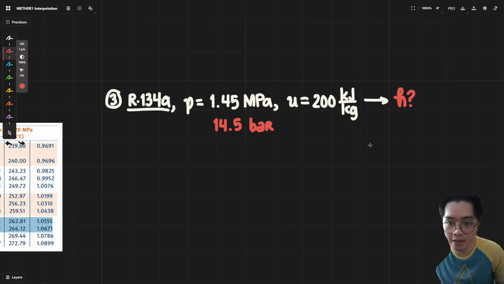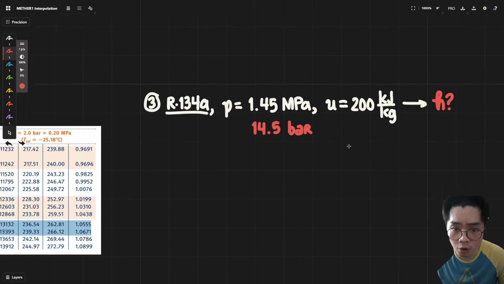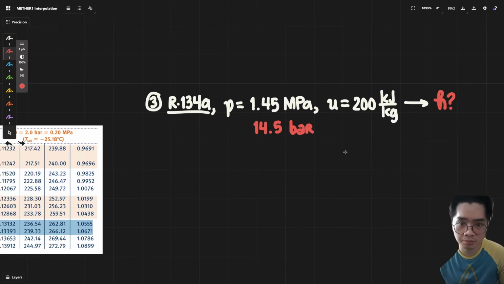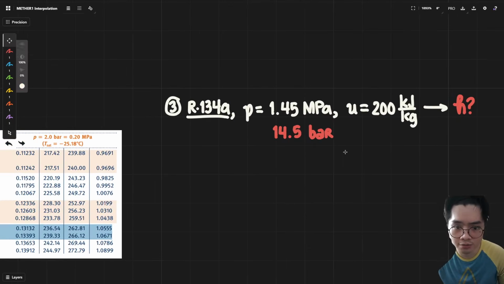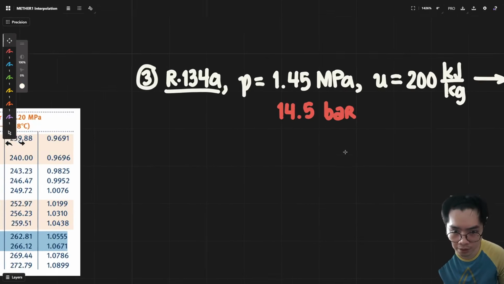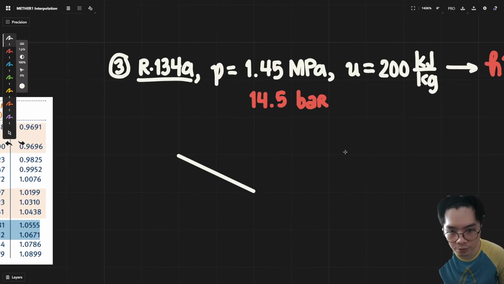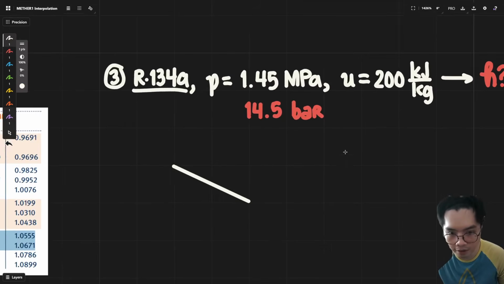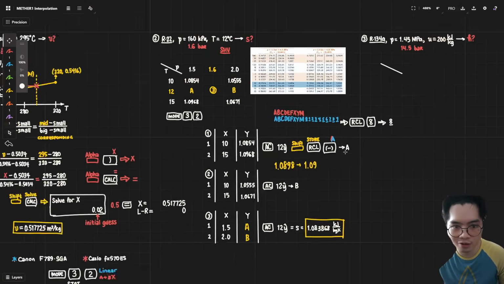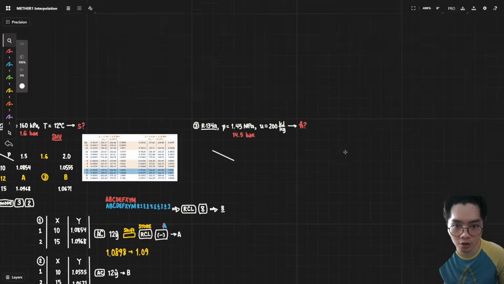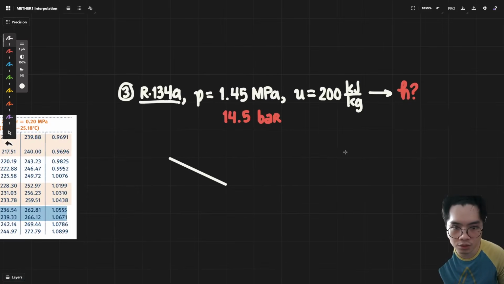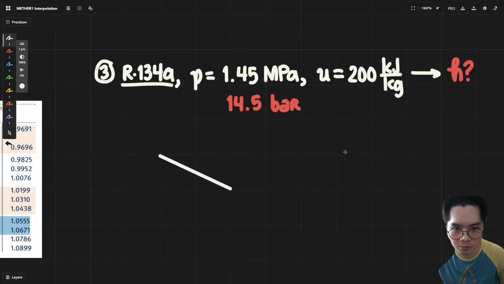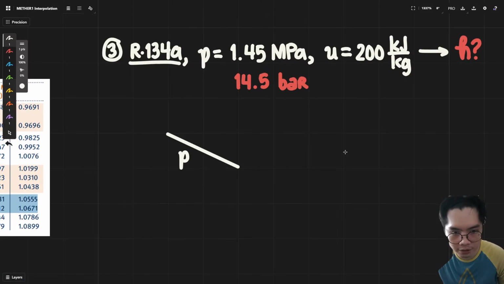And so we are being asked the value of H. How are we going to do this? Well, just put in everything you know. This is now where we're going to implement the harder part of triple interpolation. So currently, we have here two values of P, which are 14 and 16.